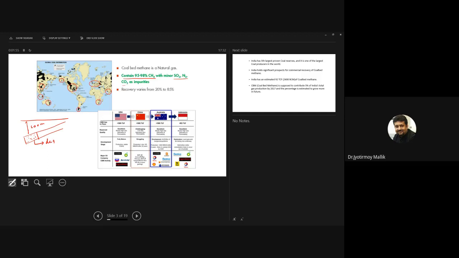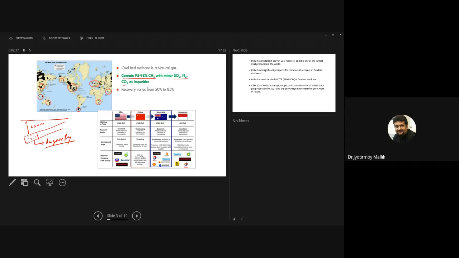You degasify this seam, and then you will be able to mine the coal out. So there is a two-way opportunity here. One opportunity is that you can extract the CH4 and use it as a fuel, and the second advantage is that while doing that you degasify the coal seam so that later on you can also mine that coal out from it. So that is one of the important aspects that runs with coal bed methane.